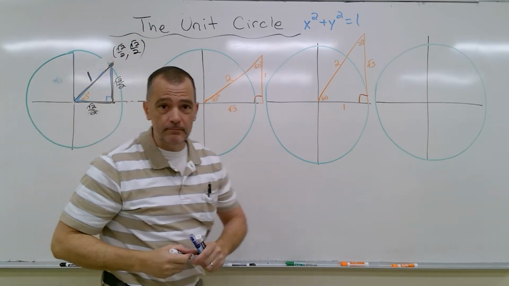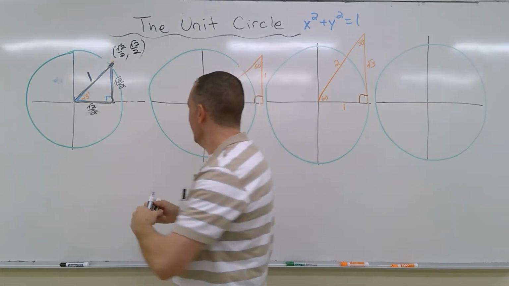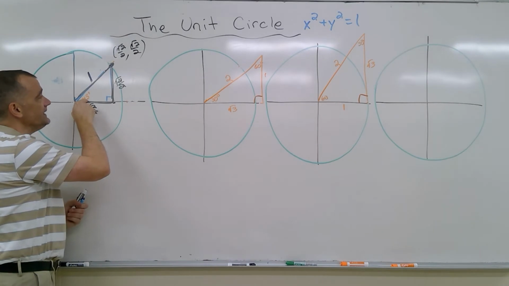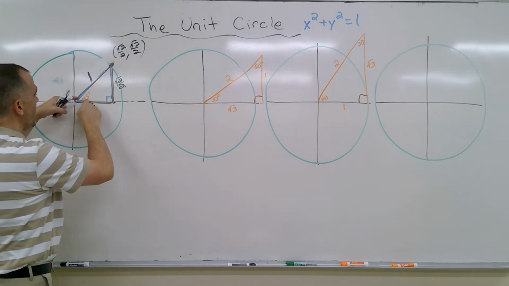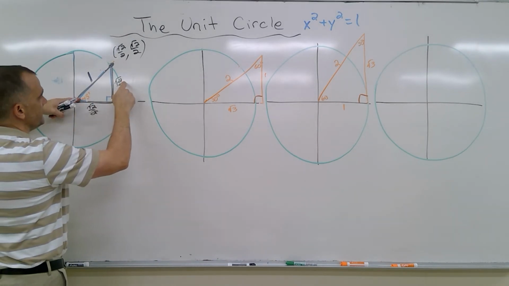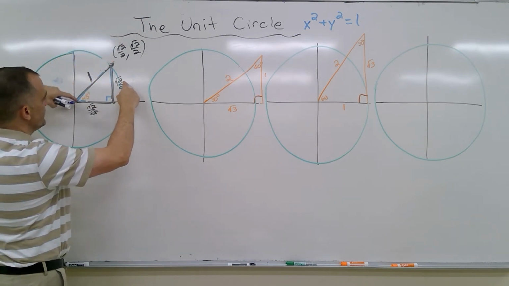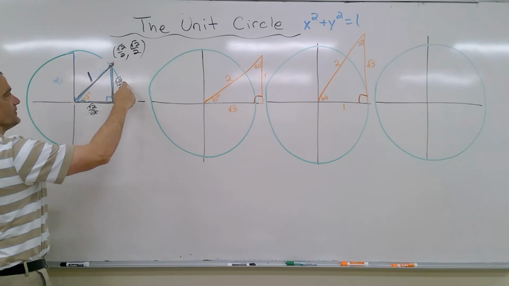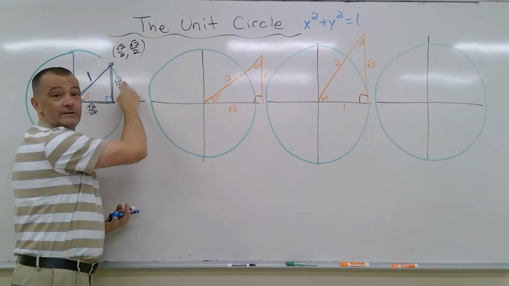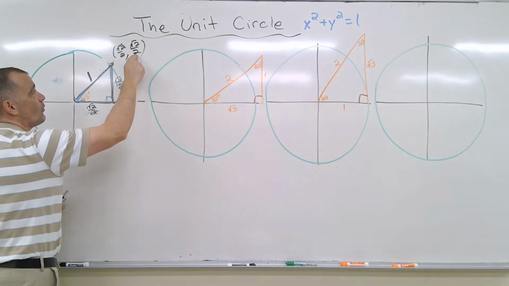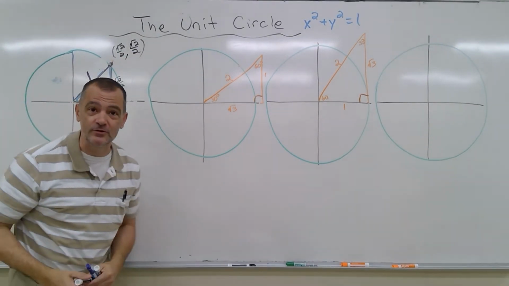Why is that important? Well, if I wanted to find the sine of a 45-degree angle, all I need to do now is say, hey, the sine is the opposite length, which is this length right here, the y value, so the opposite over the hypotenuse. Well, since the hypotenuse is only 1, we don't even have to worry about it in this case. The sine of 45 is this y value, the square root of 2 over 2.